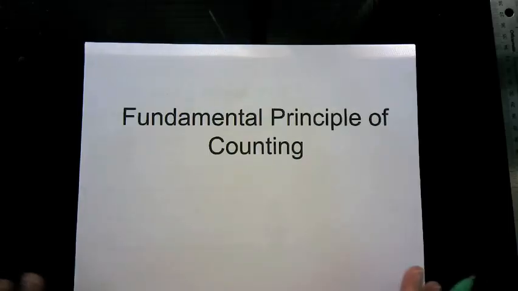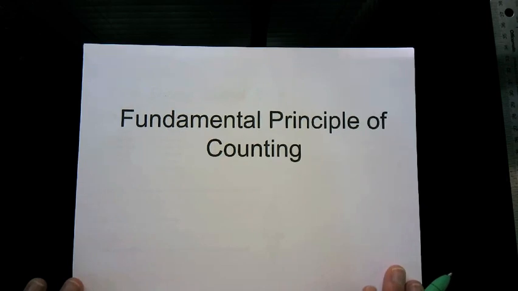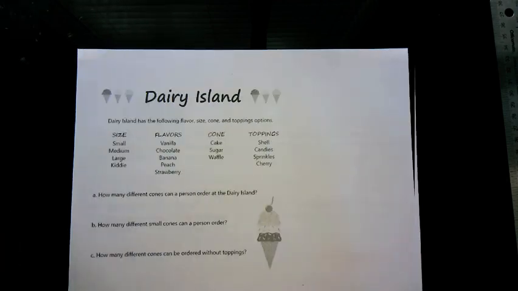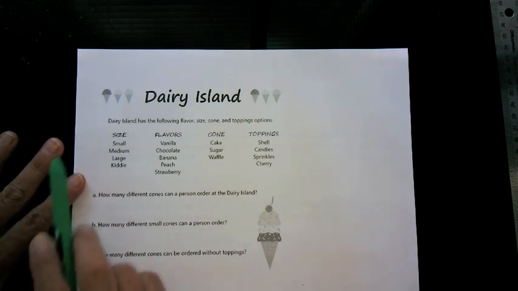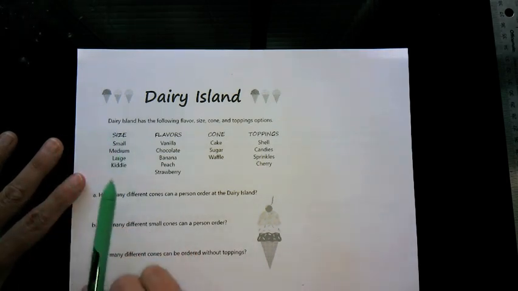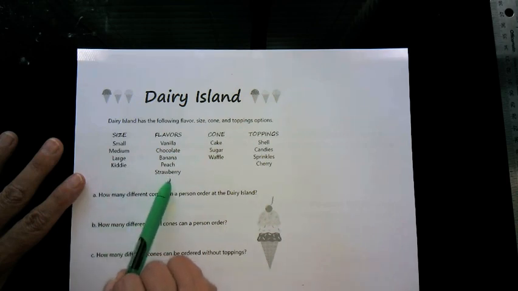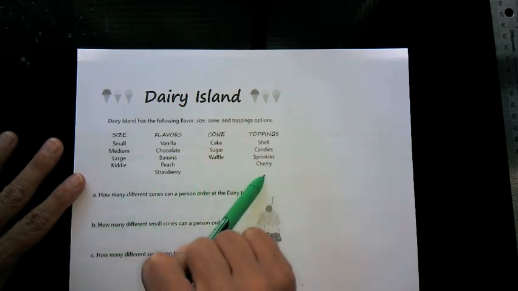All right, in this section, we're going to look at the fundamental principle of counting. I think you're going to like this concept when we break it down with the examples here. For our first example, we're going to use an ice cream shop. Doesn't that sound yummy? The ice cream shop called Dairy Island has these sizes, flavors, cones, and toppings.